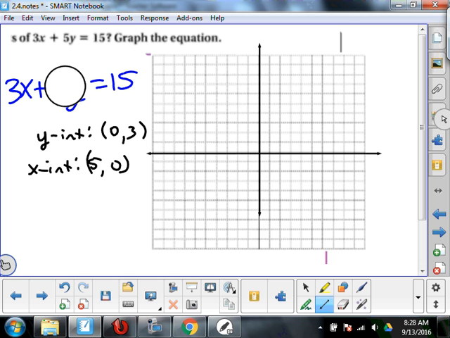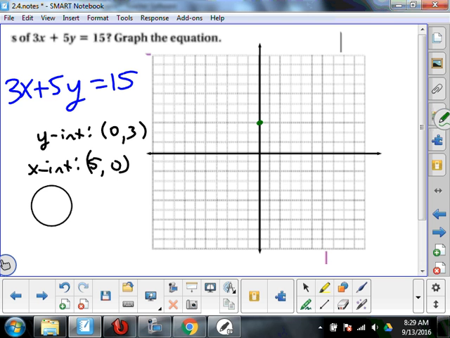You know what I call this? I call this the cover-up technique, because did you see how I covered up the y to get my x-intercept? It's plugging in zeros for the opposite one. So our y-intercept is 0, 3. Our x-intercept is 5.